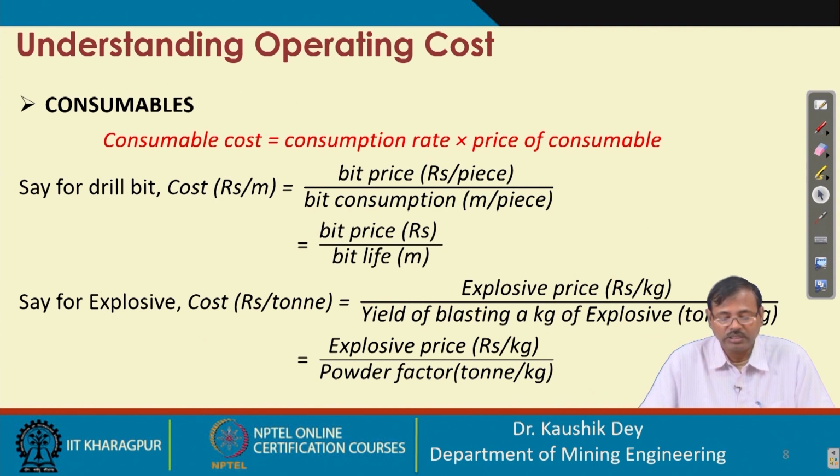Whereas, for the explosive etcetera, it comes under the rupees per ton, where we give the explosive price in rupees per kg and the yield we get from the blasting of 1 kg of explosive. So, basically that is the tonnage we are getting per kg of explosive, and you know the tonnage per kg of explosive is called powder factor. So, basically the explosive consumption cost is the explosive price divided by the powder factor expressed in terms of ton per kg. So, then the consumable cost for explosive is coming in rupees per ton.